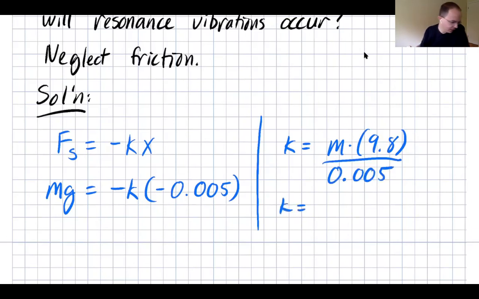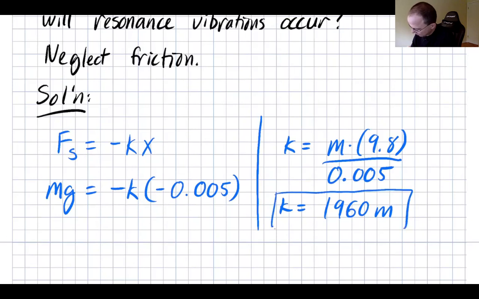So what is that? I guess I have it written down here. That is going to be 1960 times m, the mass, right? So m is the mass. That's not meters. It's not 1960 meters. So let's just verify this. 9.8 divided by 0.005. Yeah, that's it. Okay, so there's our spring coefficient.